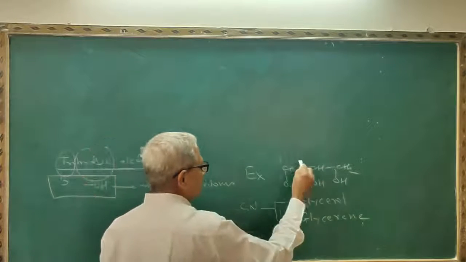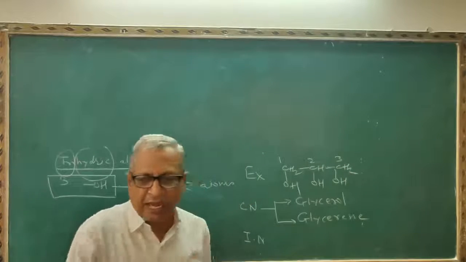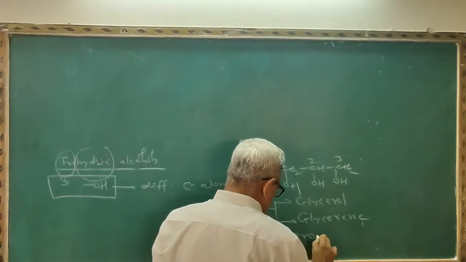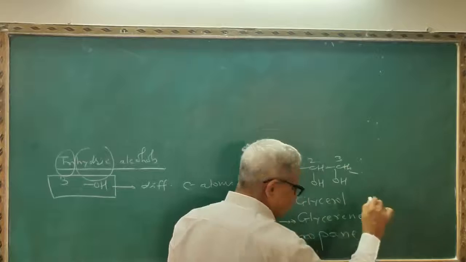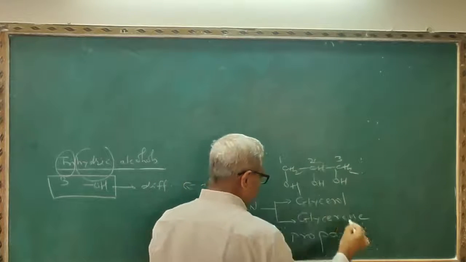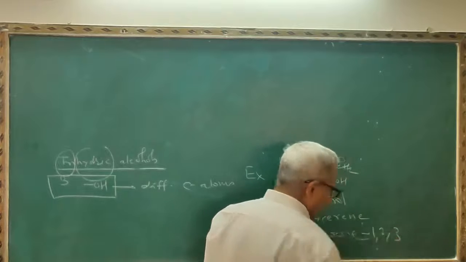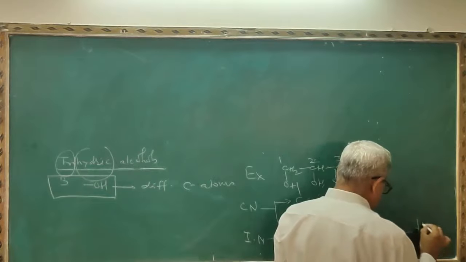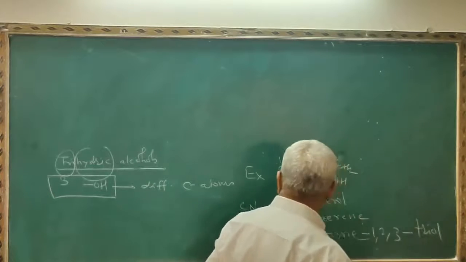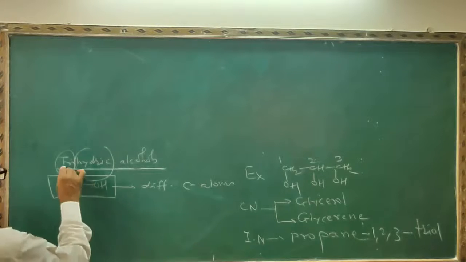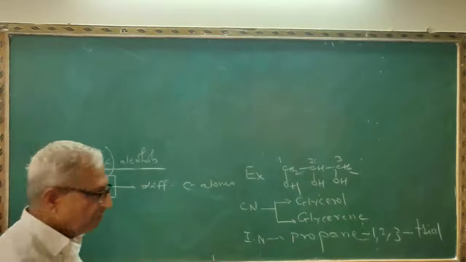IUPAC name. It contains 3 carbon atoms in the longest chain. Therefore, the parent alkane is propane. Now give the numbering 1, 2, 3. OH groups are present on the carbon number 1, 2, 3. Tell me the next term immediately. The next term is triol. So the IUPAC name is propane-1,2,3-triol. So we completed trihydric alcohol.